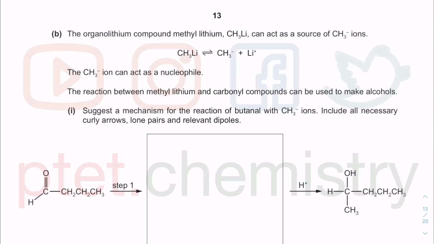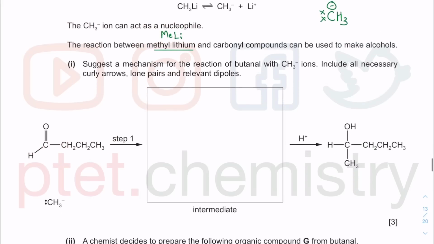So what you have there is a source of CH3 minus. You have a lone pair on the carbon there. This will act as a nucleophile. That's what they're saying. It has a lone pair that allows it to act as a nucleophile. Now this reaction between, we call it methyl lithium, short form MeLi, and a carbonyl compound can be used to make alcohols. So this mechanism is going to be from your AS, called nucleophilic addition mechanism onto ketones and aldehydes.